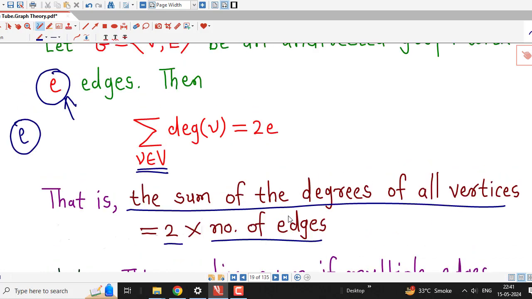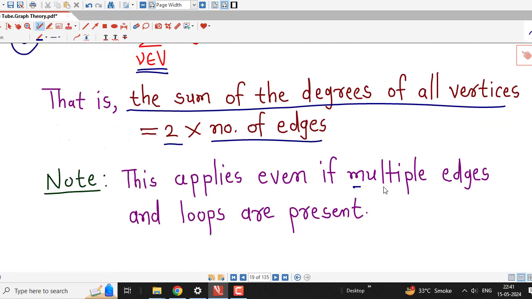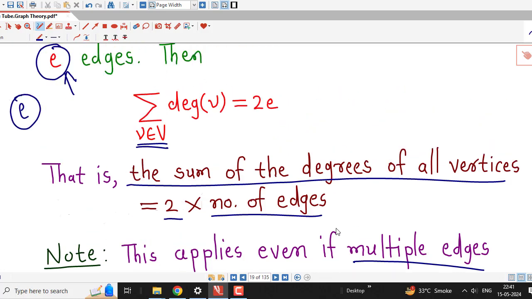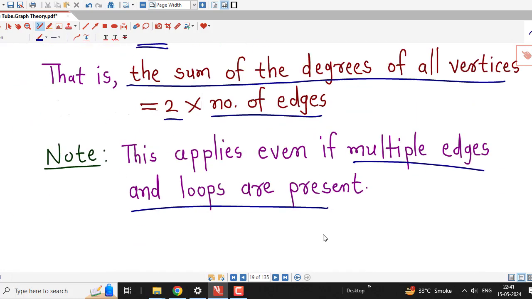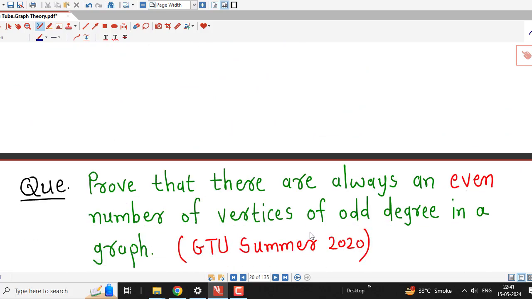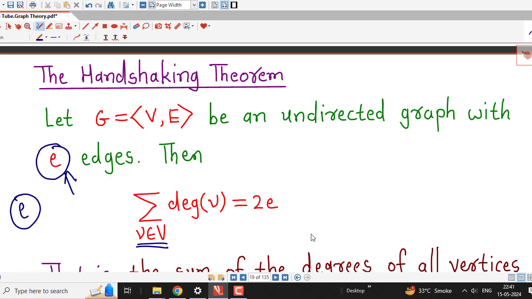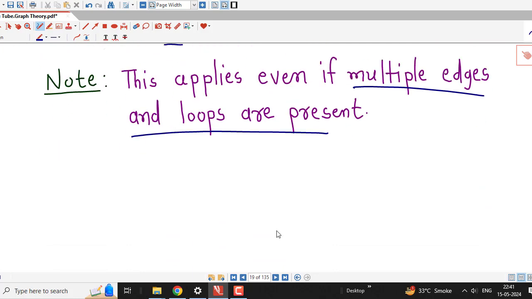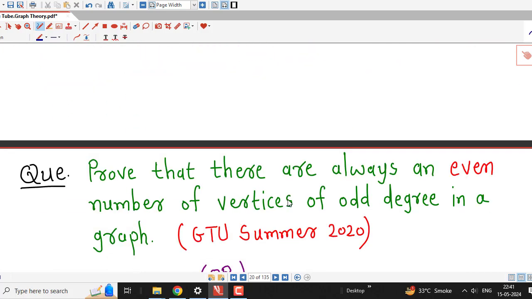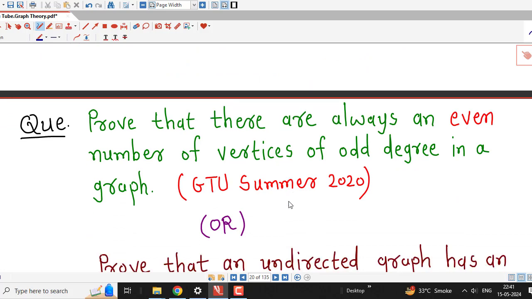And this result is applicable even if we have a multigraph or if loops are present in the given undirected graph. So they can ask you questions related to the handshaking theorem, or questions which use the handshaking theorem. We are discussing one question related to the handshaking theorem, which was asked in the GTU Summer 2020 exam.